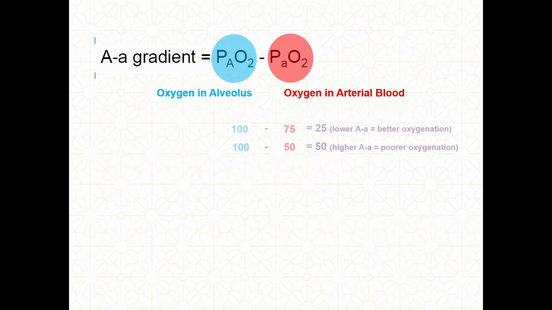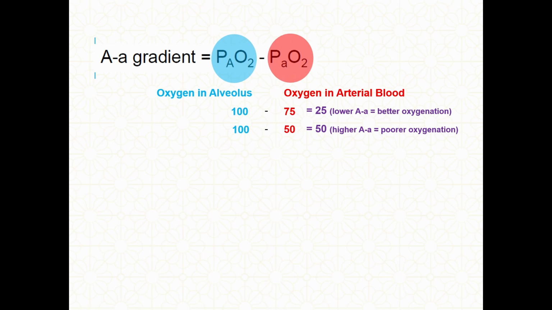Okay, so let's take a closer look at what this actually is telling us. So if we use some rudimentary numbers here and we just assume that there is 100 available oxygen in the alveolus, and we look at our oxygen in arterial blood and there's 75 in there. That means that of the 100 that were available, 75 got across and 25 didn't. So the difference between those two is 25. So 100 minus 75 equals an AA gradient of 25.